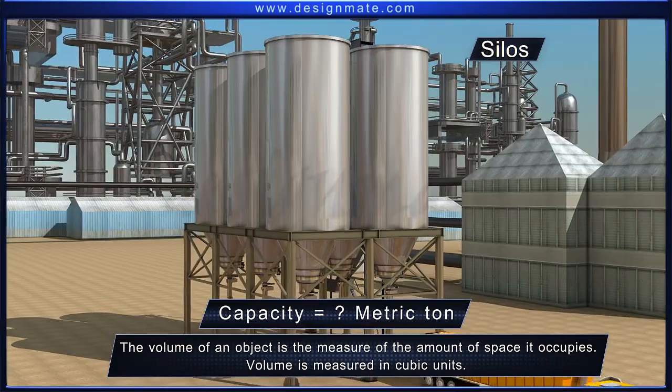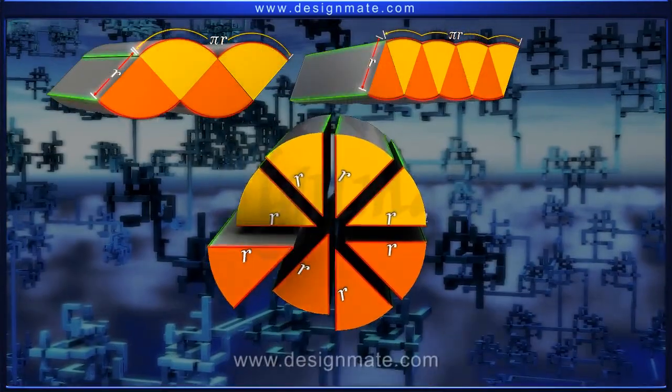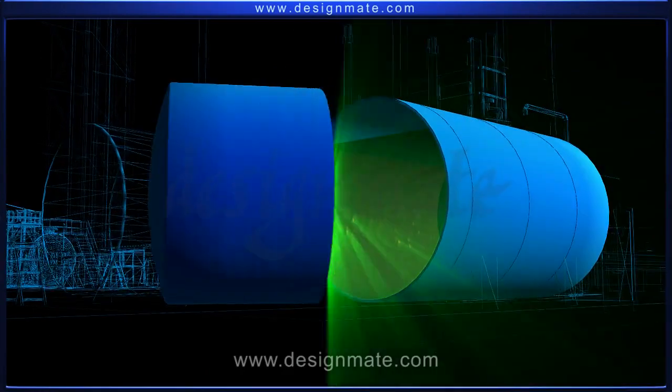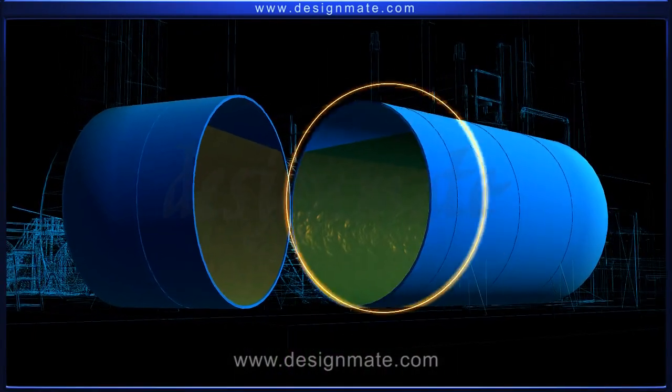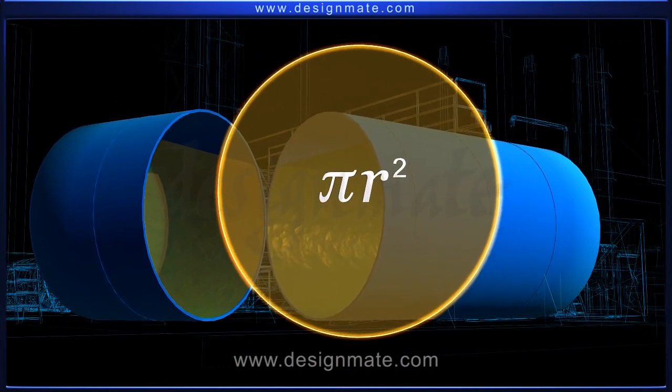To understand the concept and derivation of the formula for finding the volume of a cylinder, we will undertake some activities. We know that the cross-section of a cylinder is a circle, and the area of the circle of radius r is pi r squared.